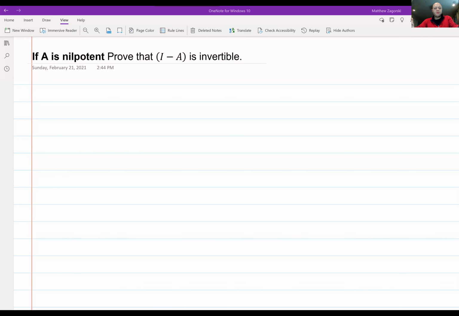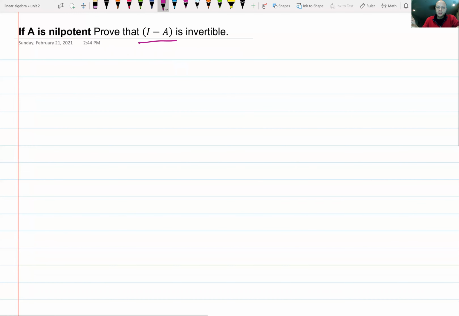So today I'm going to prove that if A is a nilpotent matrix, then I minus A is invertible. To do that, I'm going to start by using the equation, just equality, I guess: I minus A equals I minus A.